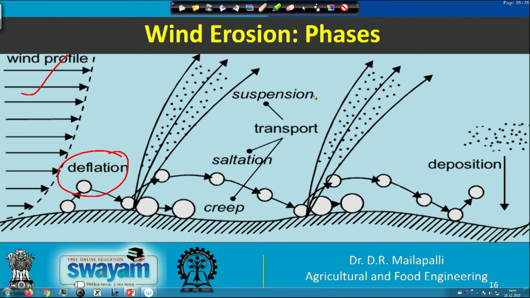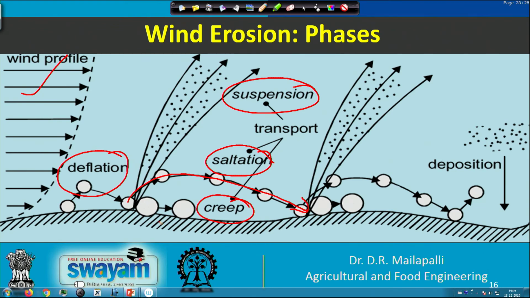One is called suspension. So, the particles which are finer in nature are going to be suspended in the air, and then the saltation. So, these slightly heavier particles are going to lift up, and at the same time they are going to be deposited back to the soil. So, that is the saltation, and there is a creep or surface creep.